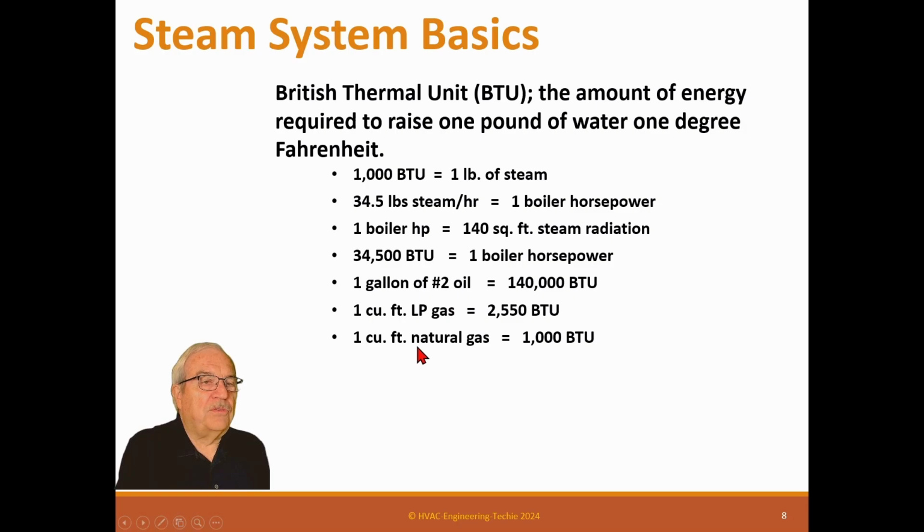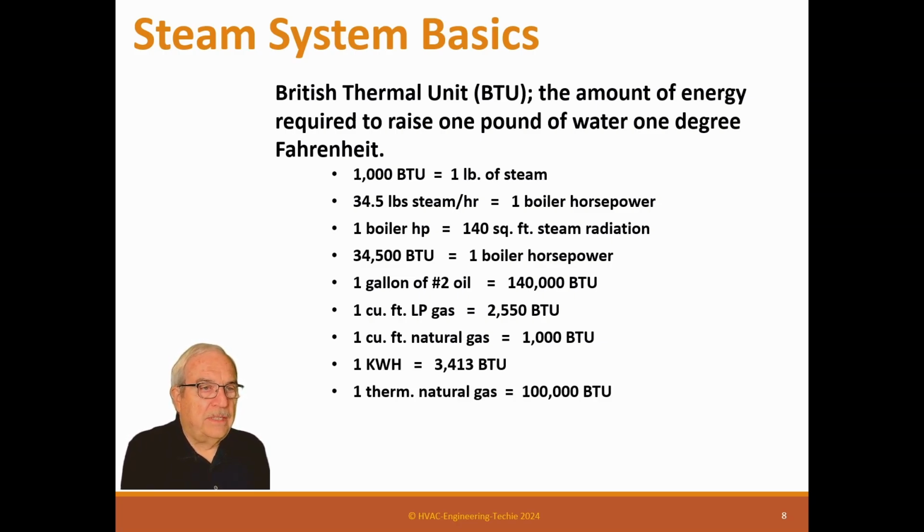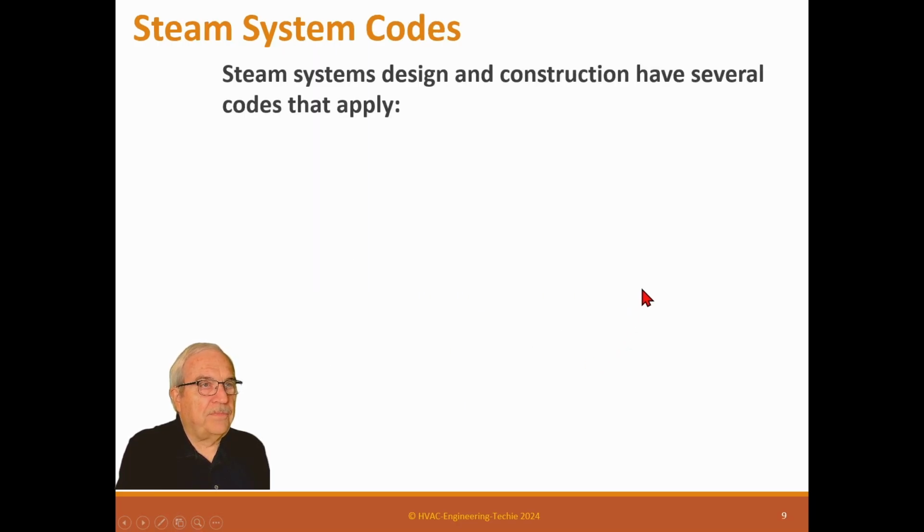1 cubic foot of natural gas equals 1,000 BTU, plus or minus. Natural gas will be right around 1,000 BTU, but it may be a little more because sometimes there's other chemicals in the gas that make it burn a little hotter. 1 kilowatt equals 3,413 BTU. 1 therm of natural gas equals 100,000 BTU. So these are normal factors that we use in designing steam systems that might be helpful to you.